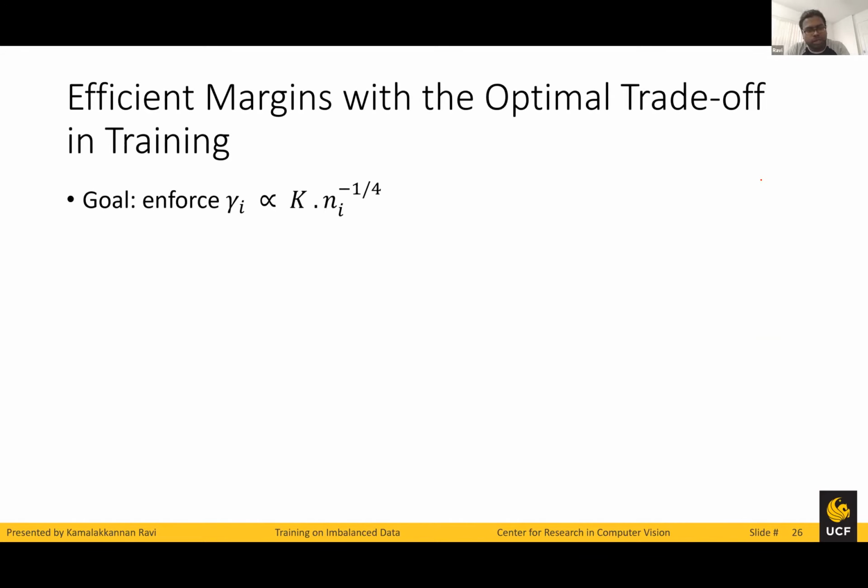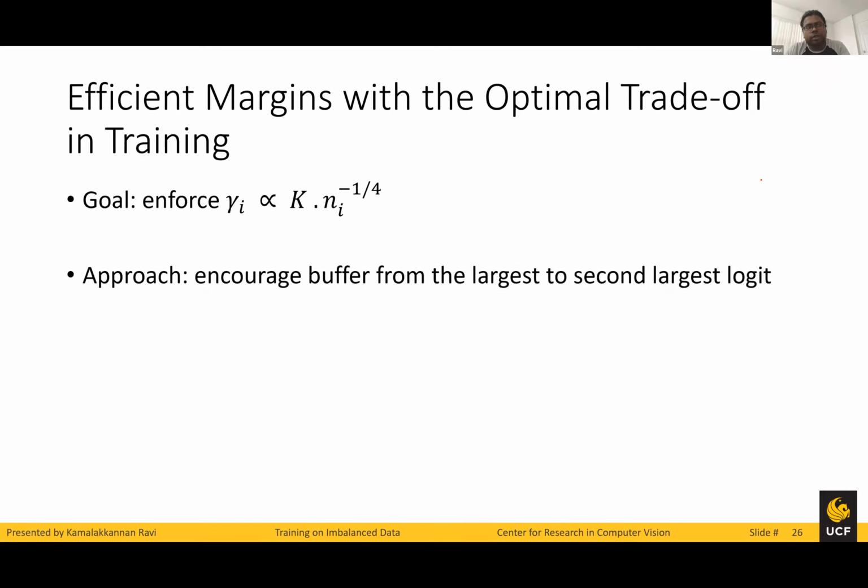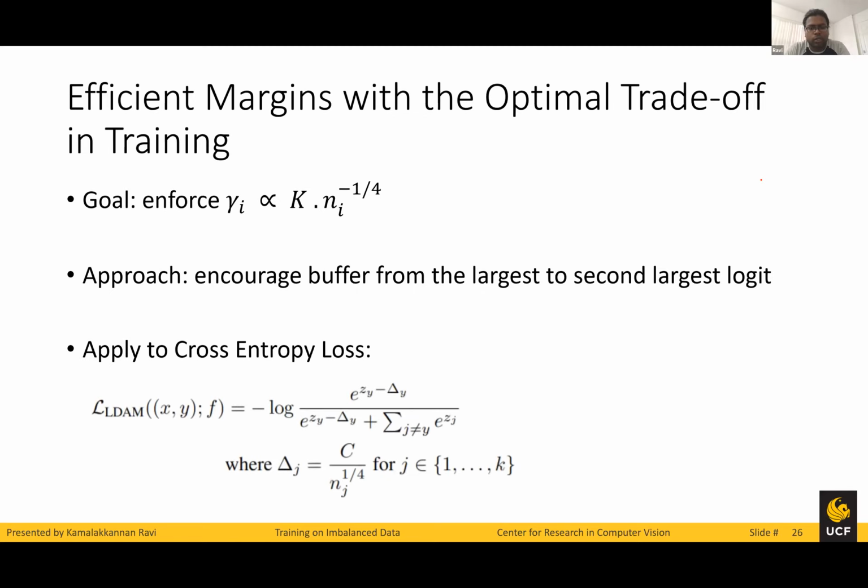How are we going to do that? We are going to encourage a distance or buffer between the largest and second largest logit for each class. That way we arrive at a margin-infused cross entropy loss of the following form. The authors call it the label distribution aware margin loss, or simply LDAM. That is the main contribution from this work.